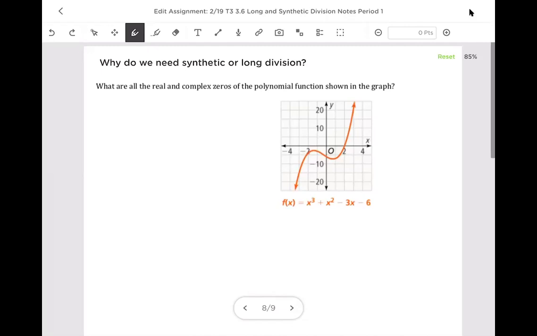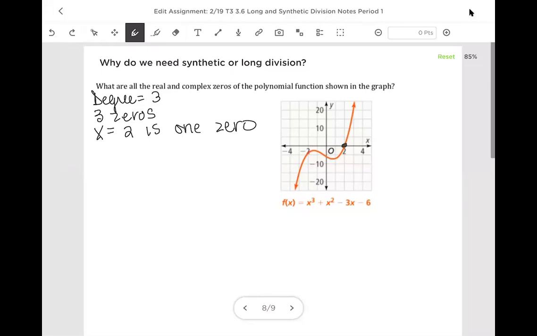So imagine that this is the type of question that you're going to have on an assessment. And it says, what are all the real and complex zeros of the polynomial function shown in the graph. So I'm looking at the graph, right? And below the graph is the equation of the polynomial. I know it's cubic, all right? So my degree is 3, okay? That means 3 zeros, right? But I only see one of them on the graph. X equals 2 is 1, 0.